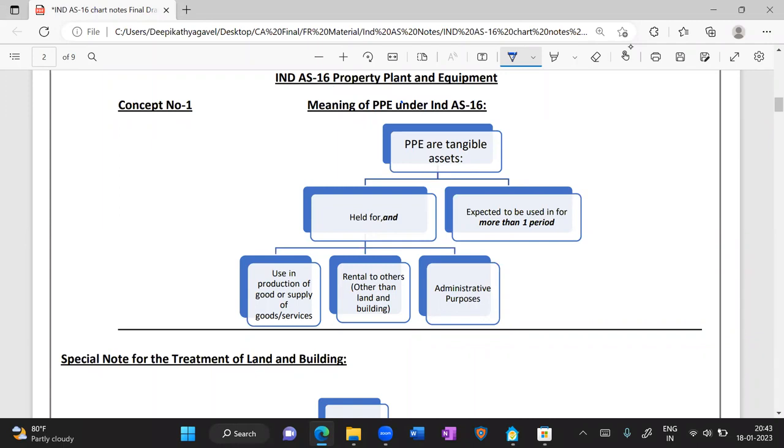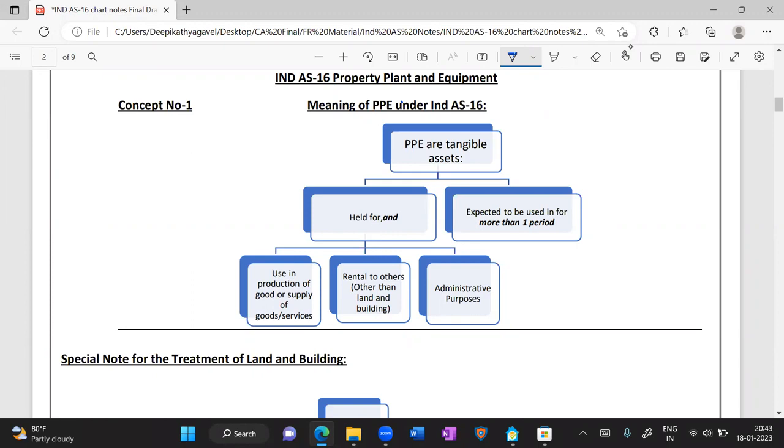Today we'll be revising the standard Ind AS 16, Property, Plant and Equipment. The objective of this video series is to provide you a pilot view of the entire standard and help you revise it quickly. We advise the students that once you're done watching this video, you can go ahead and try solving the ICAI problems, which will help you gain a lot of confidence. So without any further delay, let's get into the revision.